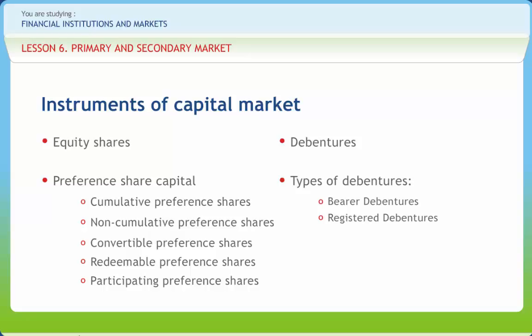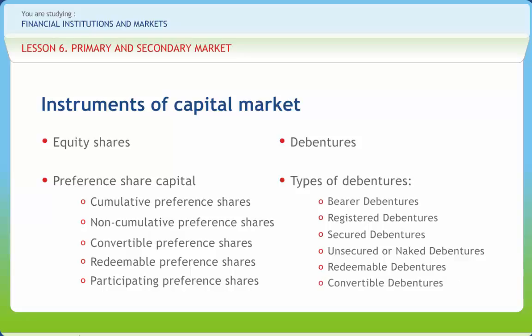Debentures which create a charge on the assets of the company, which may be fixed or floating, are known as secured debentures. Debentures which are issued without any charge on assets are unsecured or naked debentures. When debentures are irredeemable, they are called perpetual. Perpetual debentures cannot be issued in India at present.